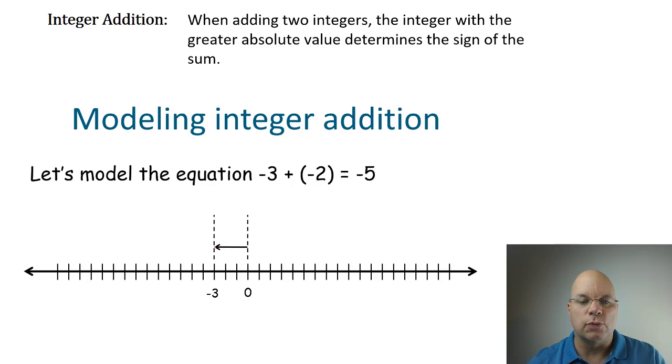So if we're adding -2, which direction are we going? We're going 2 to the left. So here's the -2 that we're adding, and where do we end up? We end up at -5. And so that's a way to model integer addition. If you're adding two negatives, your answer is just going to be more negative. I mean, you just keep going to the left on the number line.